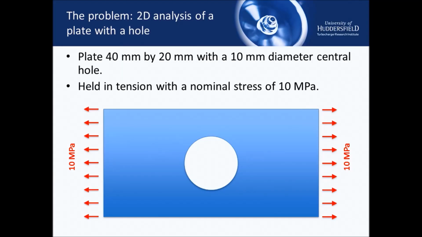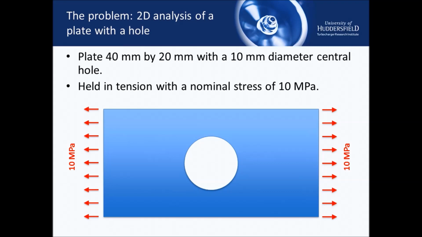So here's the problem. We're going to be carrying out a 2D analysis of the plate with the hole. Here's the plate down the bottom here, and it's got a length of 40 millimeters, a height here of 20 millimeters. The hole in the middle here has got a diameter of 10 millimeters, and then at either end of the plate we apply a stress of 10 megapascals, placing the plate into tension.